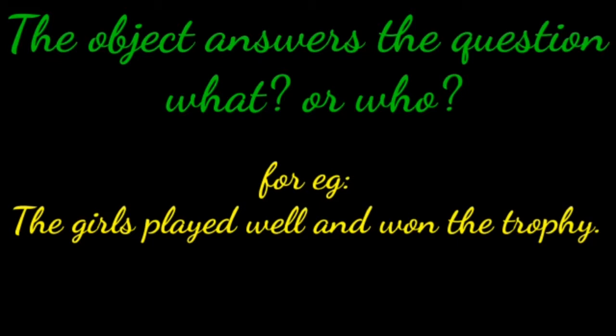The object answers the question what or who. For example, the girls played well and won the trophy. Here, trophy gives the answer to the question what, and this is the object of this sentence. The predicate is that part of a sentence that tells what is said of the subject.